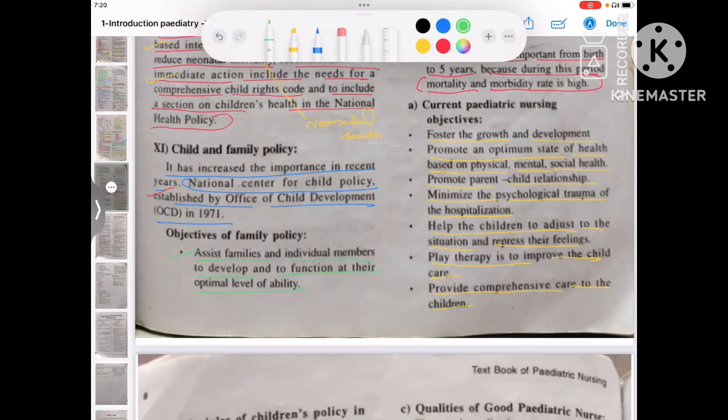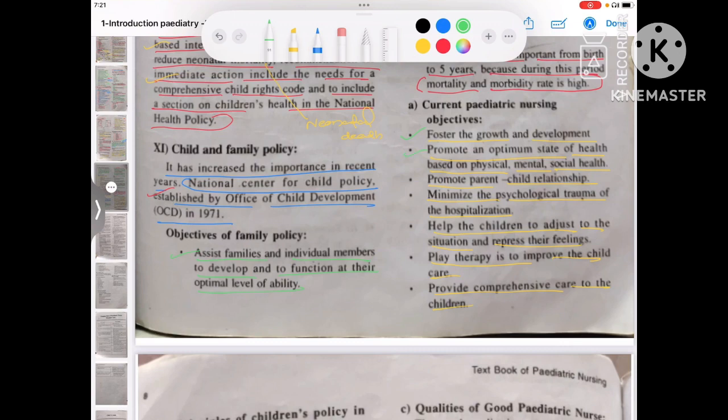So the first one is to foster growth and development. We help by giving treatment, feeding the baby, and maintaining the growth and development of the children. That is the objective of pediatric nursing. And promote the optimum state of health based on physical, mental and social health.